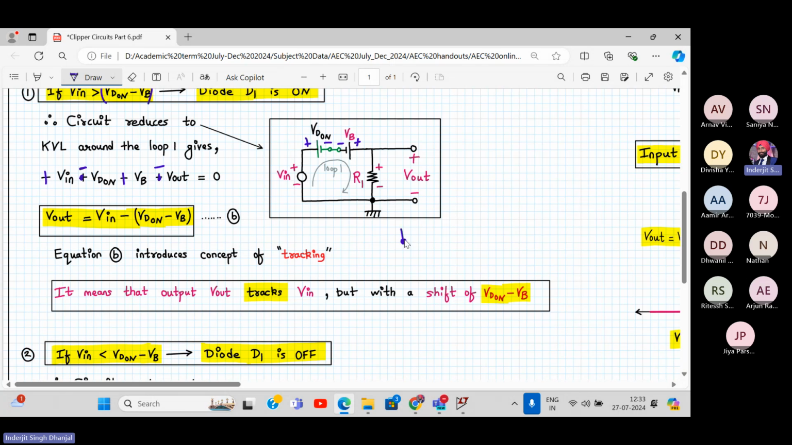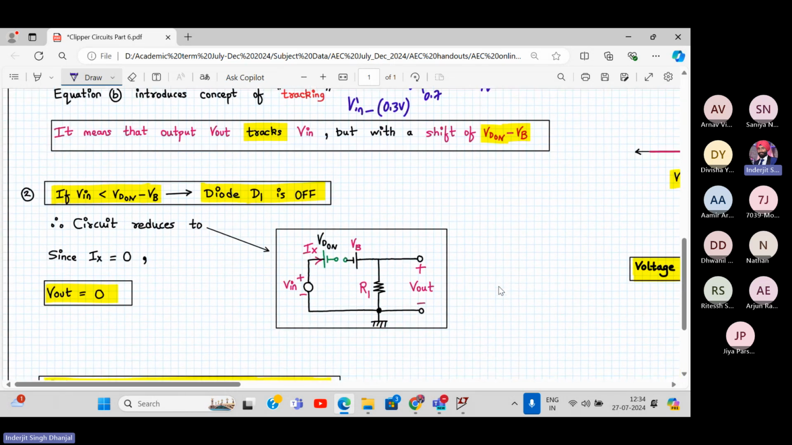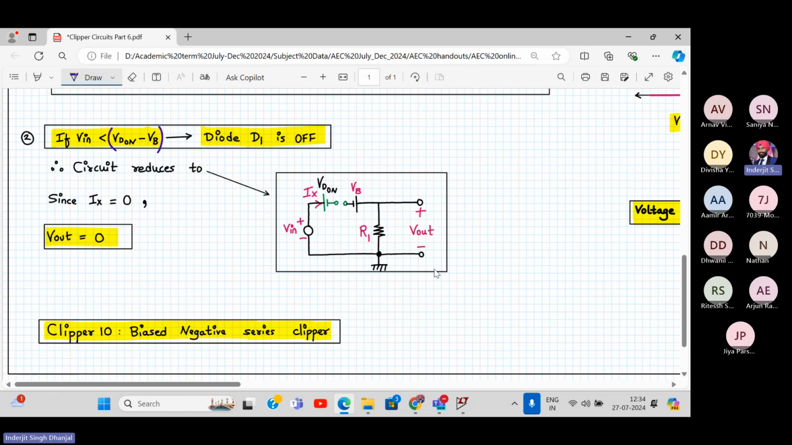All right. Let's say VD on voltage is 0.7 and VB voltage is around 1 volt. Right. So it will be Vin minus 0.3 volts now, less, the shift will be less. So it means that the output voltage tracks the input, but with this shift, VD1 minus VB. Okay. Now if Vin becomes less than VD1 minus VB, diode D1 is off, output is equal to 0 because no current flows to the resistor, the input is disconnected. So output is 0. Analysis becomes simpler.